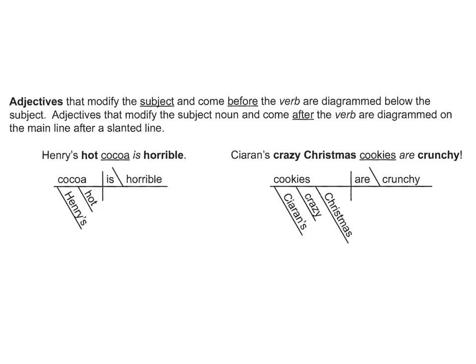Henry's hot cocoa is horrible. Who or what is this about? It's about the cocoa. The cocoa is, that's a linking verb, so you can say exists. The cocoa exists, simple predicate, exists as what? Horrible. It's describing the cocoa. Predicate adjective. Hot, Henry's. Here we go, and it's diagrammed correctly down below.